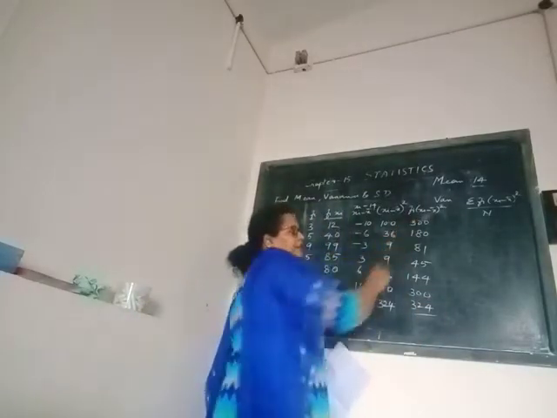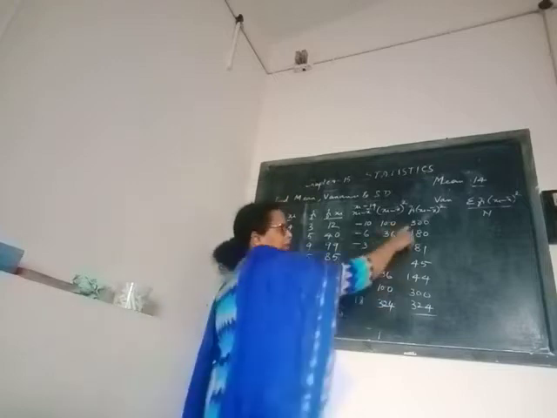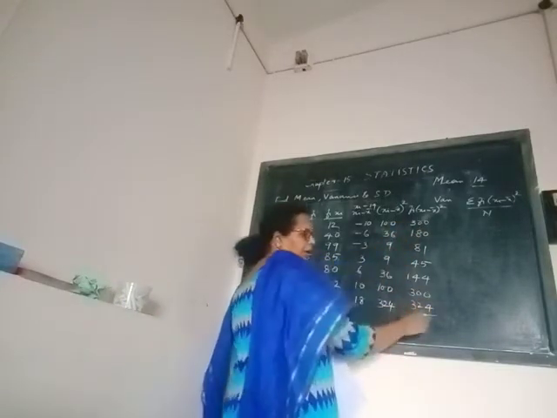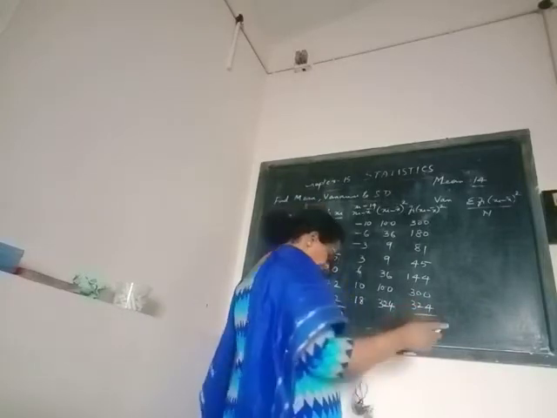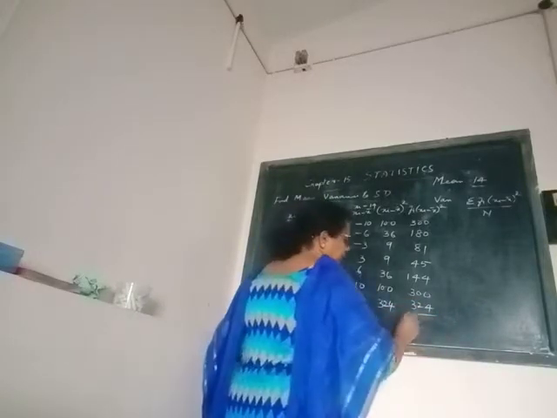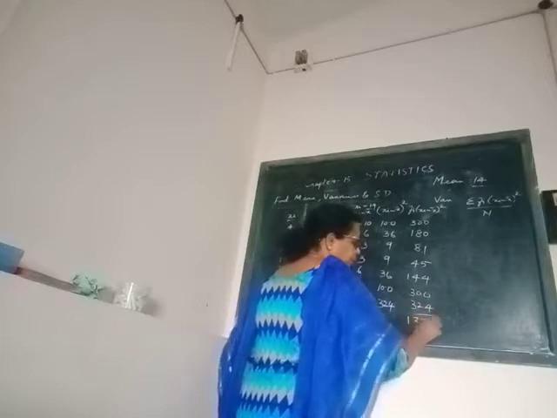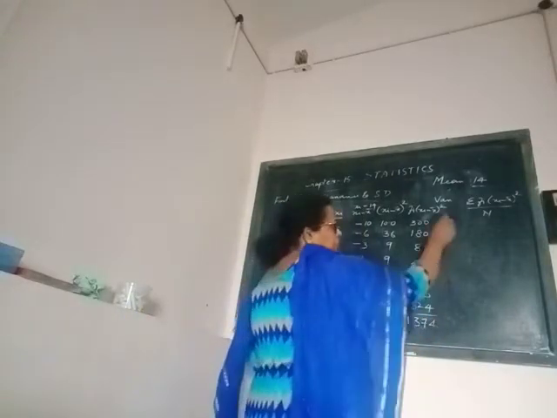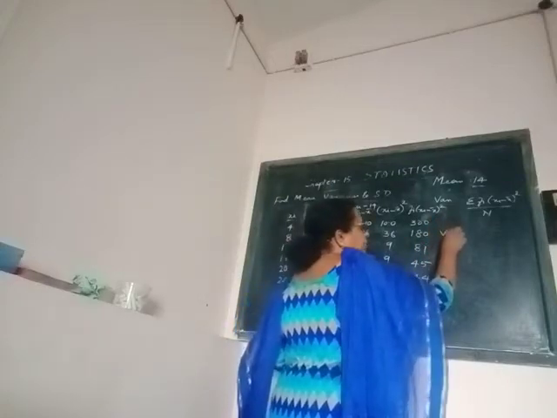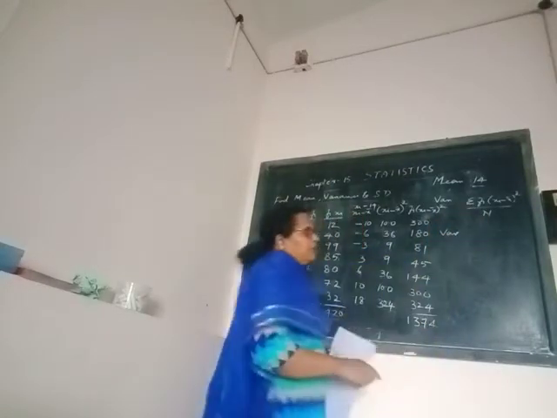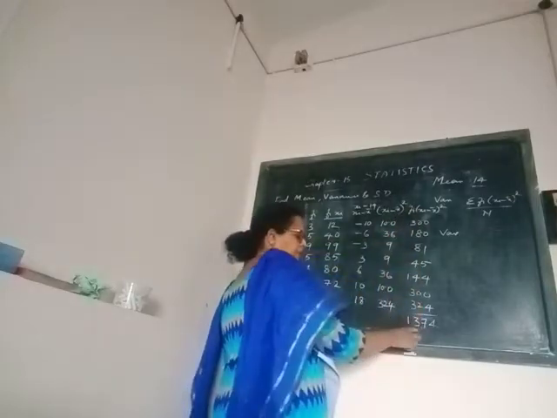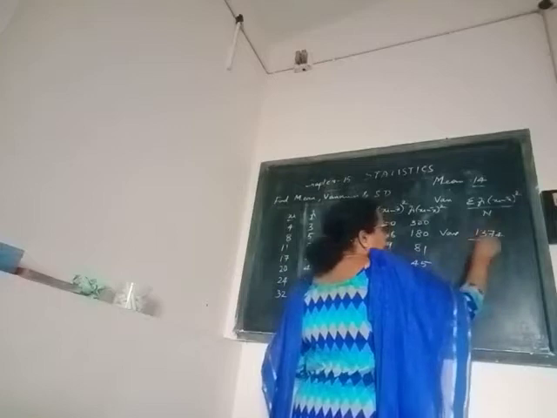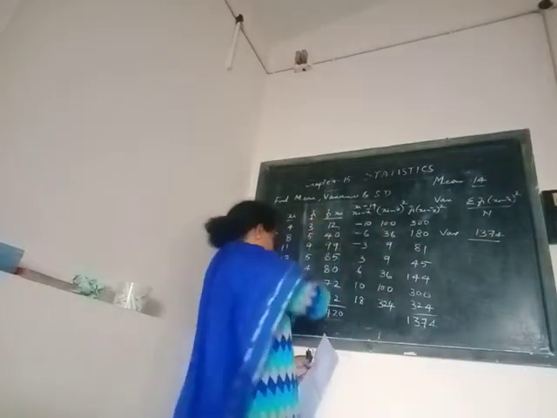We got the fi into xi minus x bar whole squared column. We have to find the sum of this column. Find the sum, add all these numbers. So we will get the sum as 1374. Then substitute in the formula. What is variance? Sigma fi into xi minus x bar whole squared means the summation of this column. So 1374 divided by the total frequency.